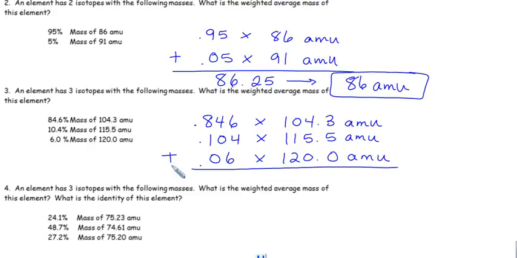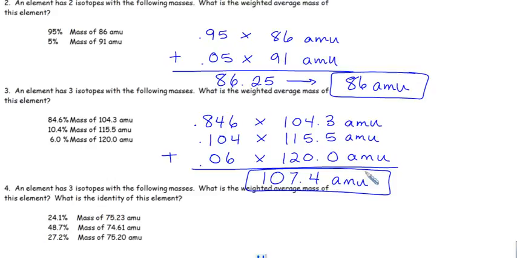Plug in your calculator, add them all up. All the data has 1, 2, 3, 4 significant figures, so I will leave 4. We'll let our calculated mass match the data given. So I'm going to plug this in my calculator and report 107.4 AMU.